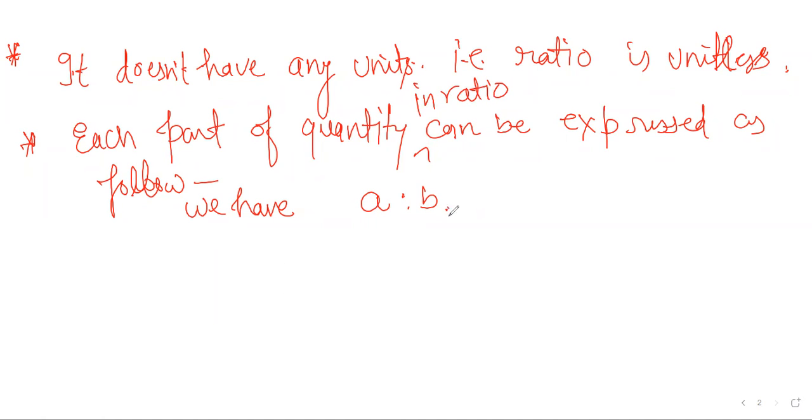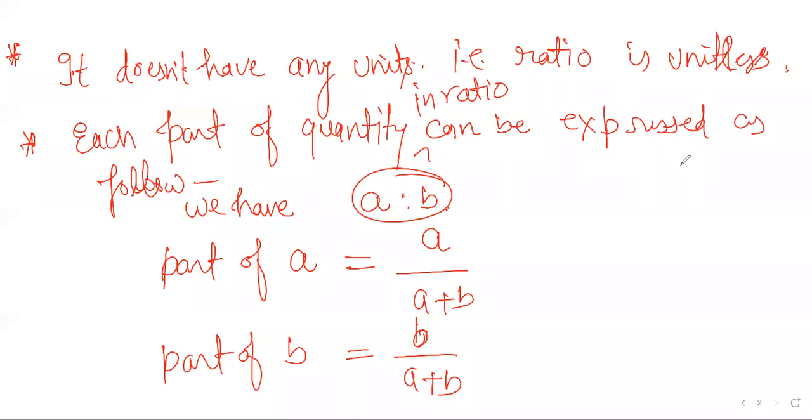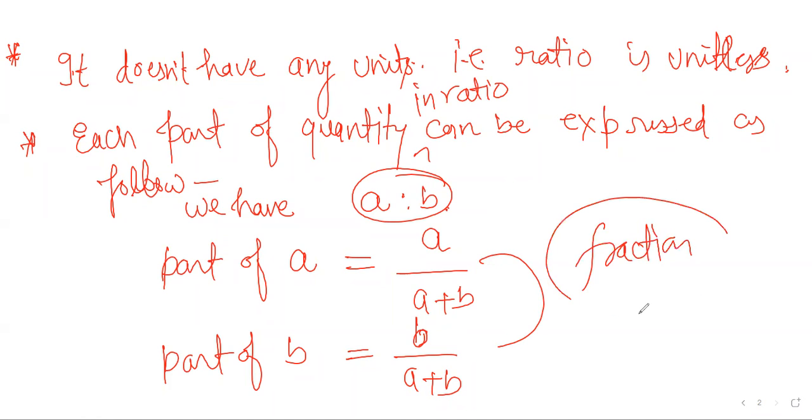Suppose we have ratio A, ratio B. So part of A can be written as A upon A plus B, and part of B can be defined as B upon A plus B. यानी कि इस रेशियो में, पूरे इस रेशियो में A का पार्ट कितना होगा और B का पार्ट कितना होगा, इन द फॉर्म ऑफ फ्रैक्शन यू कैन से. But don't write this one, this is only I am telling you.